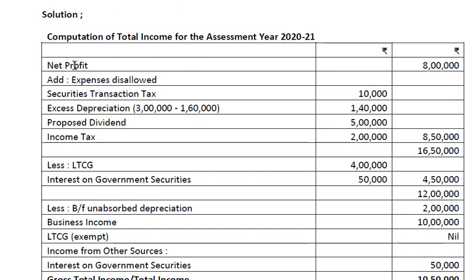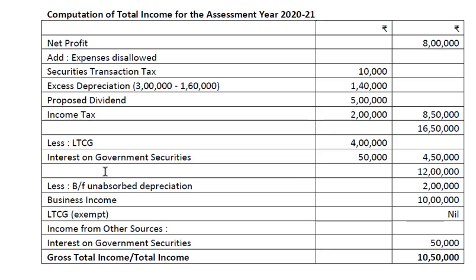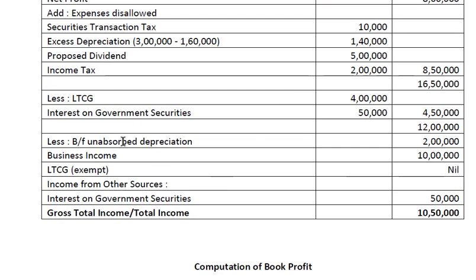Computation of total income. Net profit, add expenses disallowed: securities transaction tax, excess depreciation. Here we need to see the adjustments. Proposed dividend, income tax. So we will add these items, and then less long-term capital gain, interest on government securities. These are not under the business head. Then less brought forward unabsorbed depreciation. So here we get business income.